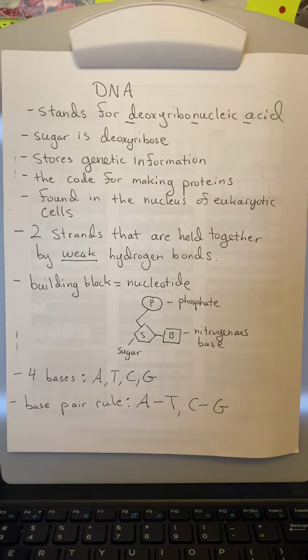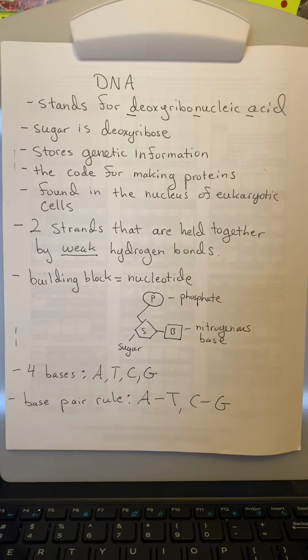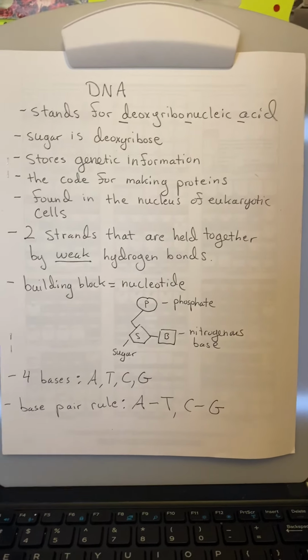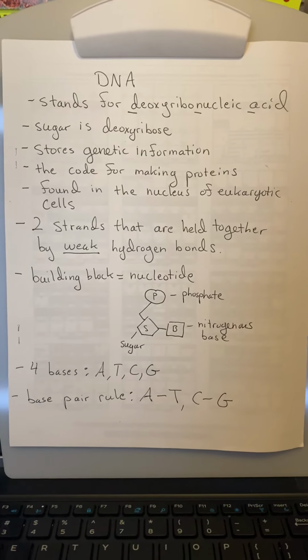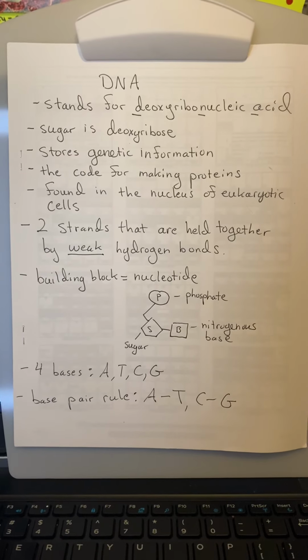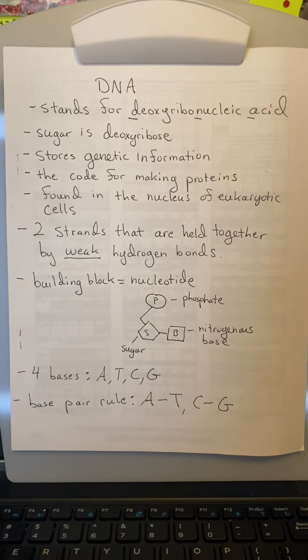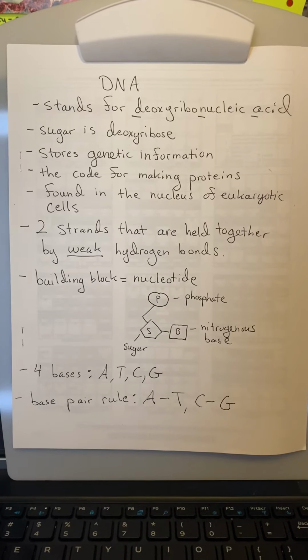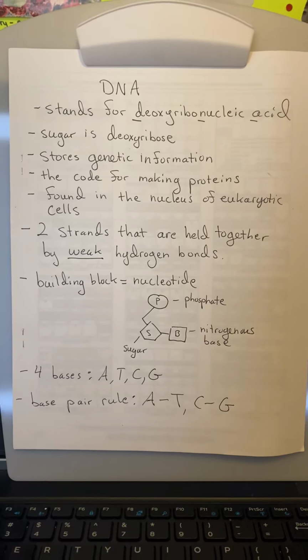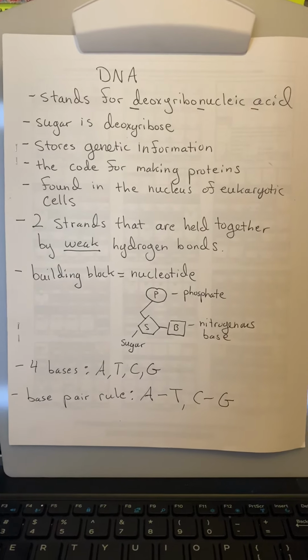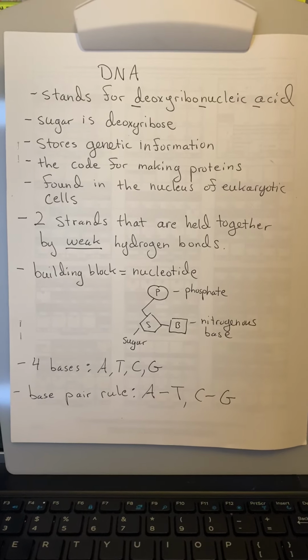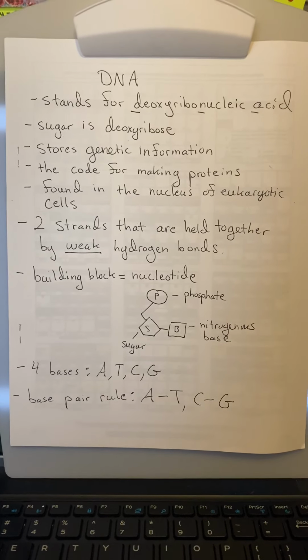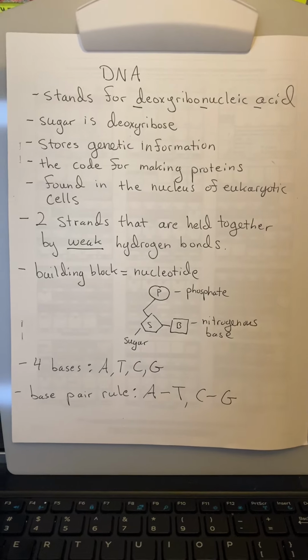So a little bit more about the structure of DNA. DNA has two strands, right? And they are held together by weak hydrogen bonds up the middle. So we call DNA the double helix. I didn't draw one here, but we've seen DNA before, the twisted ladder or the double helix. The building block of DNA is the nucleotide, and that's also the building block of RNA.